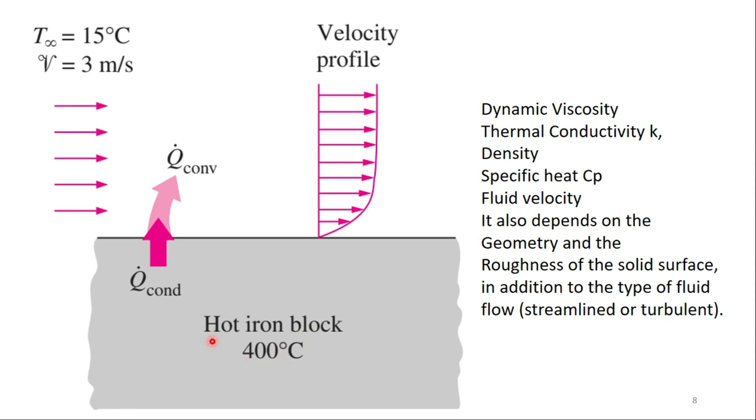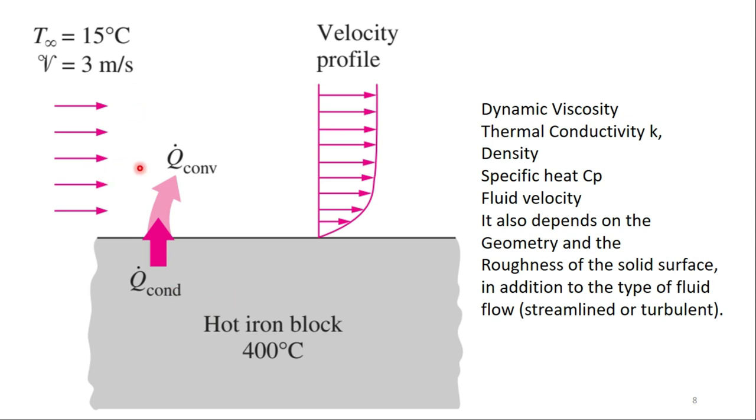Consider this is a hot iron block at a temperature of 400 degrees centigrade. The heat transfer within the block will be mainly due to the conduction process. The heat transfer from the block to the surrounding will be mainly due to the convection process. So consider the air which is blowing in this direction from left to right at the speed of 3 meters per second and at the temperature of 15 degrees centigrade. It means that the surrounding air has a lower temperature compared to the block, so the heat will flow from the block to the surrounding air.